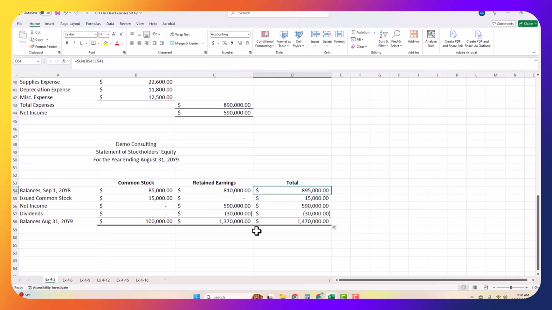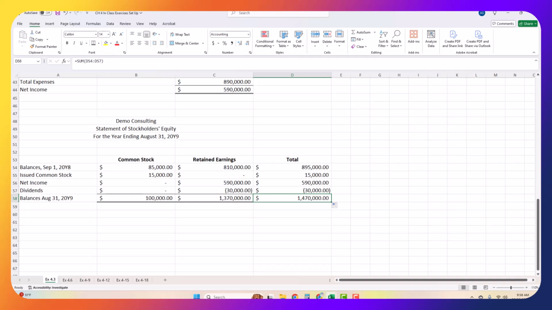What was the total for stockholders' equity? Beginning balance plus the stock plus the net income minus the dividends, 1,470,000. That's also the same as adding common stock and retained earnings together, right? So that is our statement of stockholders' equity.